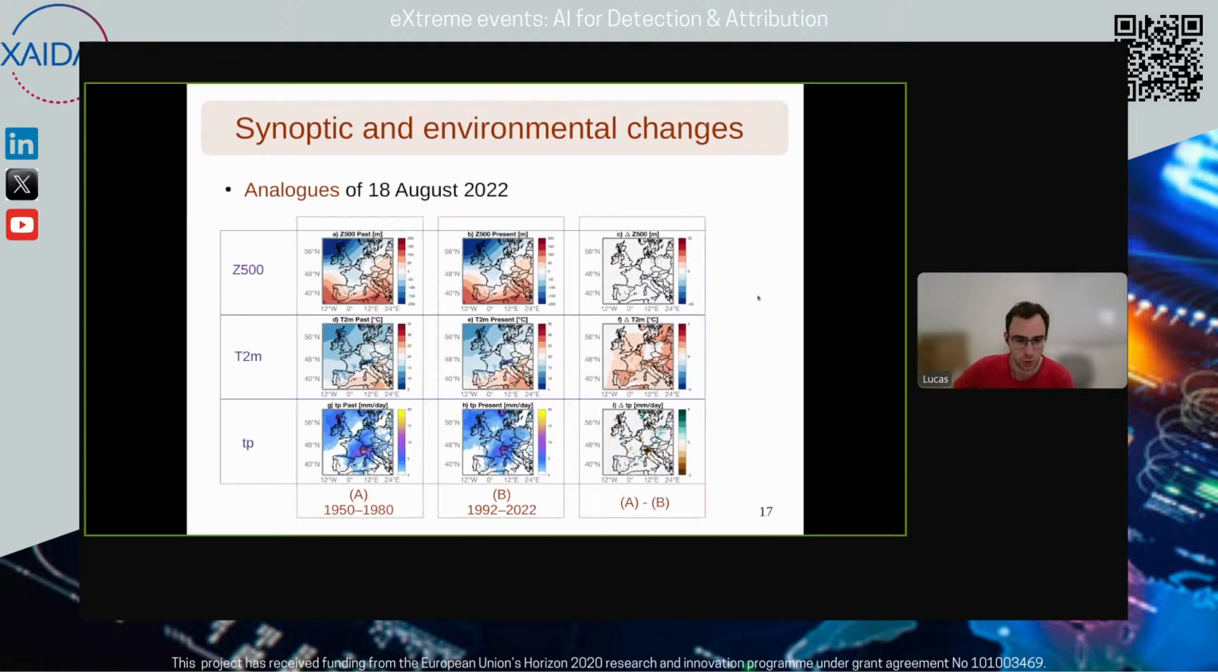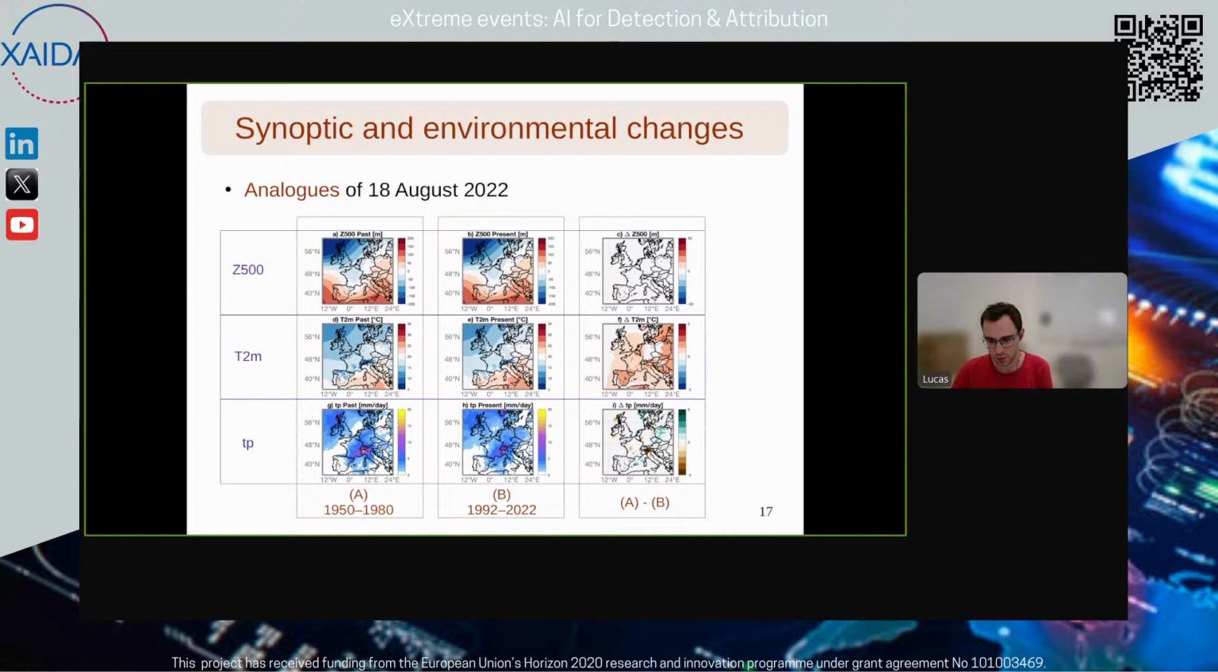Now I show the results of this analysis for the 18 August 2022 event. On the first line, you can see the patterns of geopotential height. The first column corresponds to the past period, the second column to the present period, and the final column is the difference between the two composites. So you can see we have good analogs because we don't have any significant change in the circulation pattern.